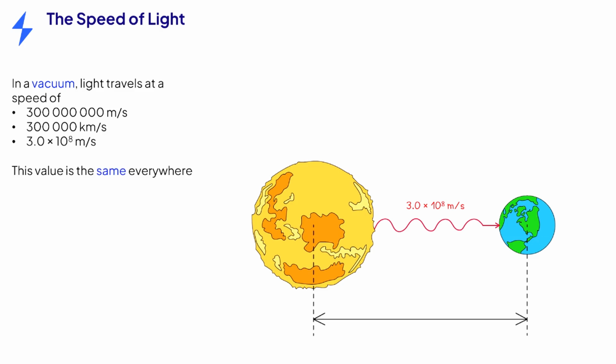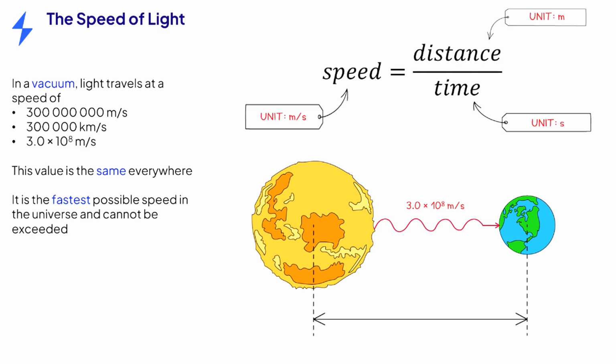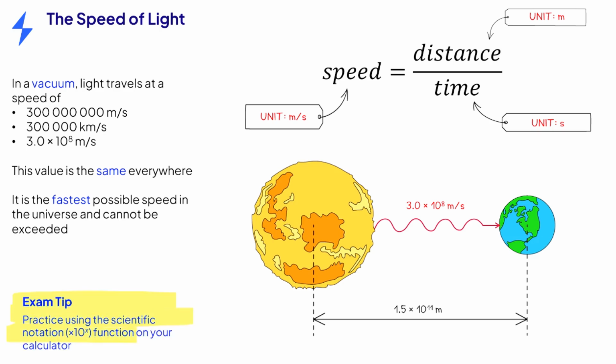The speed of light is constant throughout the universe. It is the fastest known speed, and nothing can travel faster than this. Calculations involving light years require the use of the familiar equation speed equals distance over time. For example, light from the Sun takes 8 minutes to reach the Earth, which is at a distance of 1.5 times 10 to the 11 meters.